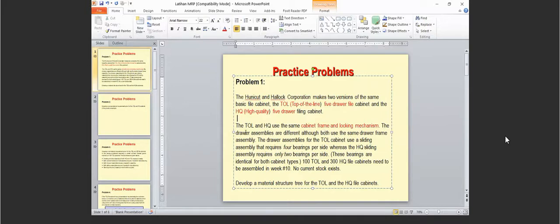The drawer assemblies are different, although both use the same drawer frame assembly. The drawer assembly for the Tool cabinet uses a sliding assembly and requires four bearings per side, whereas the HQ sliding assembly requires only two bearings per side. These bearings are identical for both cabinets, and the Tool and HQ file cabinets need to be assembled in week 10. So we also have information about the drawer assembly.